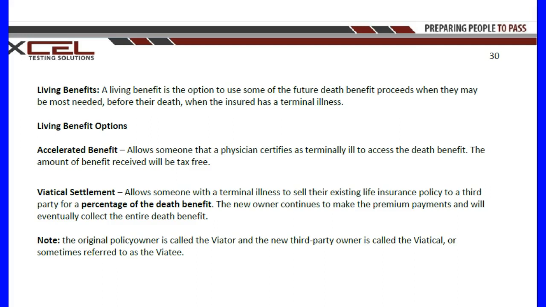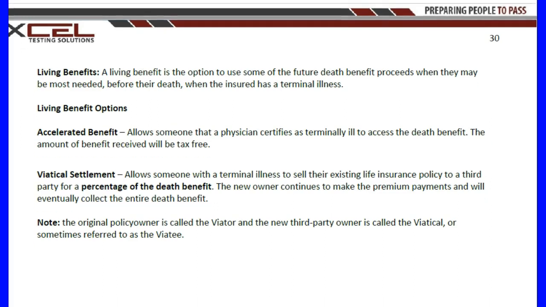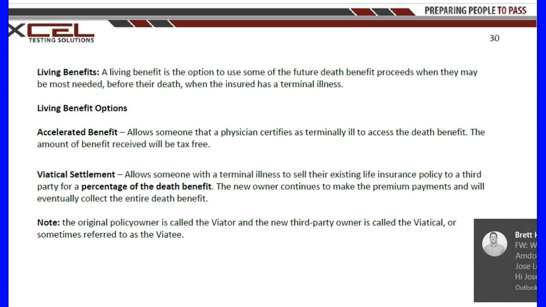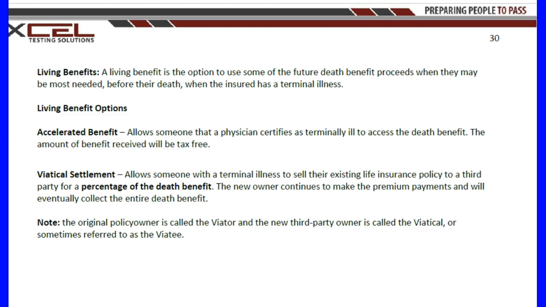Living benefit options: accelerated benefits. If you are terminally ill, you get accelerated benefits. With a viatical settlement, you can sell your insurance and get a percentage of it. So you have two ways: accelerated benefit or viatical settlement. With the accelerated benefit, you can just take the money, and the amount received is tax free. A viatical settlement allows someone with a terminal illness to sell the insurance and get a percentage of the death benefit.